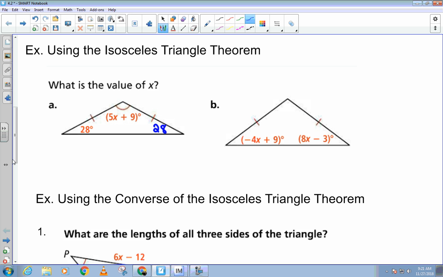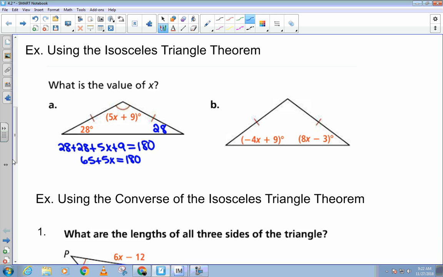So then what should I do to solve for x? What do I know about all the angles of a triangle? They equal 180 together. So I would add 28 plus 28 plus 5x plus 9 equals 180. They all add together to equal 180. And so this is 65 plus 5x equals 180.